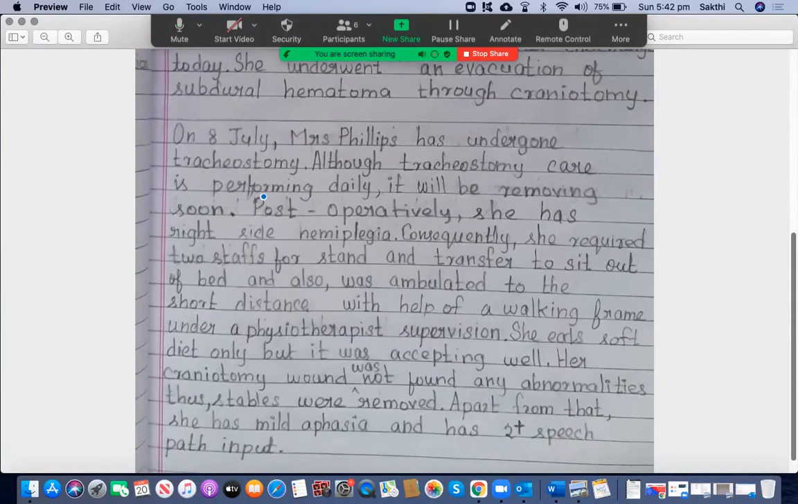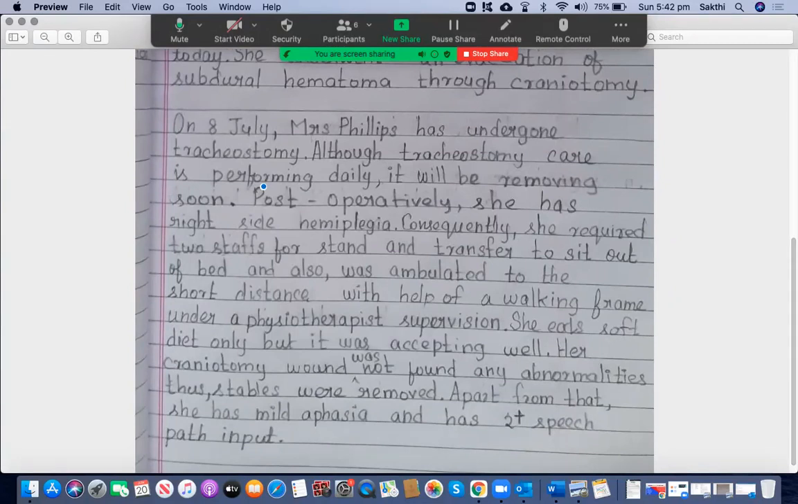Tracheostomy care is performing daily, it will be removing soon. No, it will be removed. It will be removed, okay, or it will not be provided, or it'll be stopped soon. It'll be ceased soon. It's not "it will be removing." This means the tracheostomy care is going to be removing something else, which is not good. It will be stopped soon, okay, that would be much better.